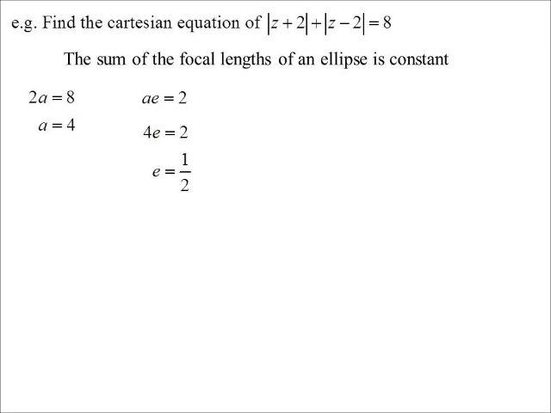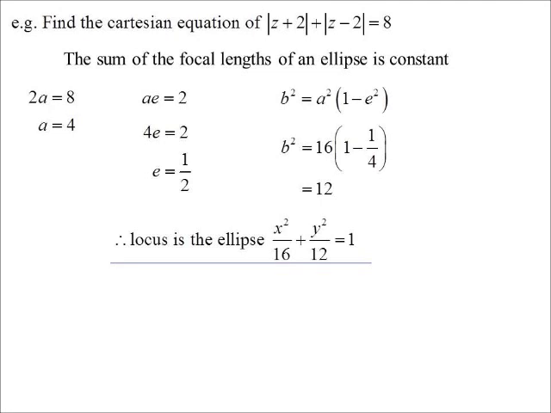Well, that should be enough to work out b. Remember, b squared is a squared 1 minus e squared. So substitute that in. B squared's 12. I'm not going to worry about finding b because remember the equation of the ellipse is on b squared. So I have my ellipse. X squared on a squared plus y squared on b squared is equal to 1.